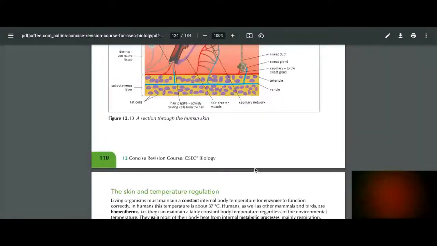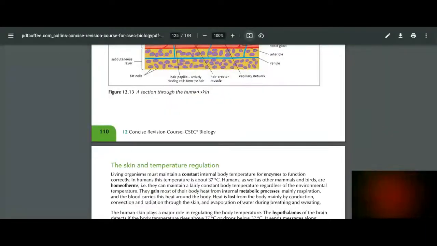And the capillary network is something that looks like a tube.